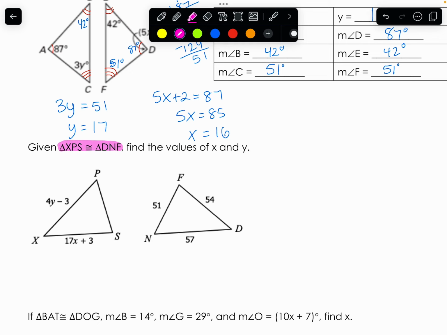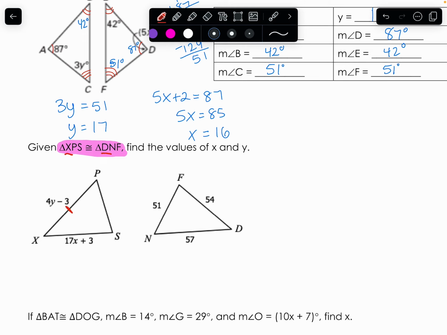Alright, again we have another congruency statement. So always pay attention to it to match up the parts. So that's what I'm going to do. But look at the numbers. The numbers are now on the outside. So we know we're talking about sides. So I'm going to match up the sides.